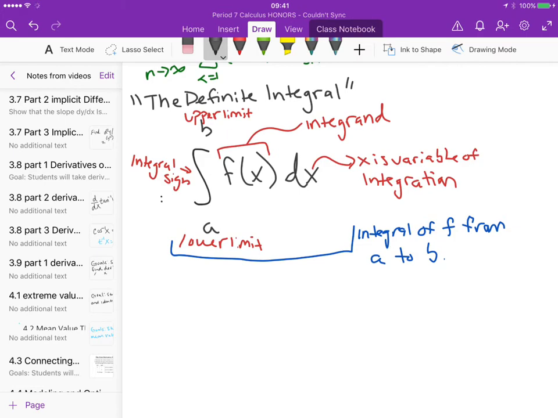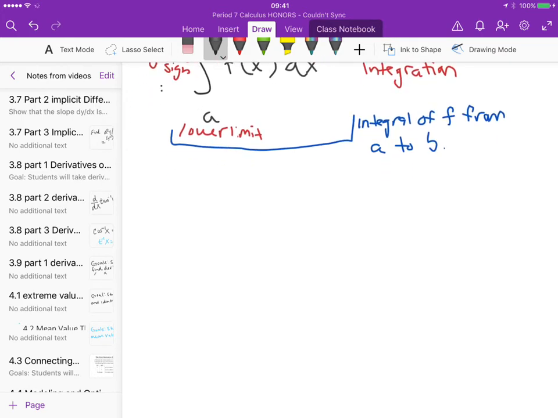Your dx, don't forget that your dx is our differential. The differential is basically our variable of integration. Kind of like how for derivatives we had dy dx, take the derivative of y with regard to x, it's the same concept here. And then finally, we have our upper and lower limit. We have the lower limit a and the upper limit b, and all together this is the integral of f from a to b.